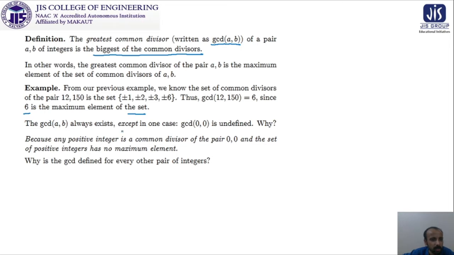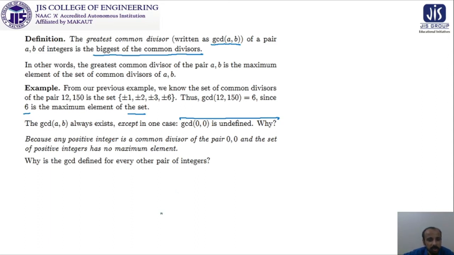So the GCD of A and B always exists, except in one case. This is very interesting. What is the case? That is, GCD of 0 and 0 does not exist. But why? It is termed undefined, because any positive integer is a common divisor of the pair 0, 0. So in the set of positive integers, if you want to take the maximum or greatest element, can you find it? It is obviously not possible, because 2, 3, 4, 5, 6 and so on will go on and on.